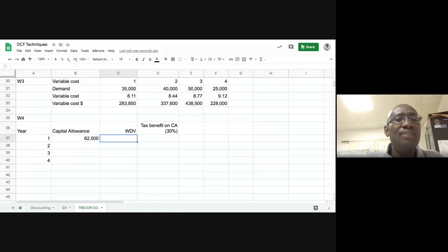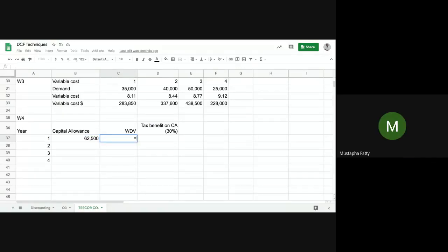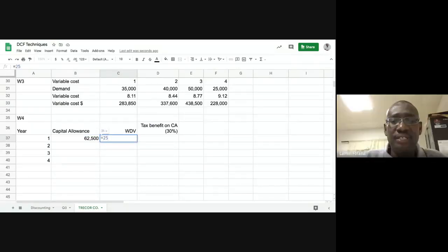It will be whatever remains after our capital allowance. Our capital allowance, we are considering it as depreciation. Okay? So after you depreciate for the first year, what remains on your net book value is the total of the asset less the depreciation amount, isn't it? So it's going to be equal to 250,000 minus the 62,500.